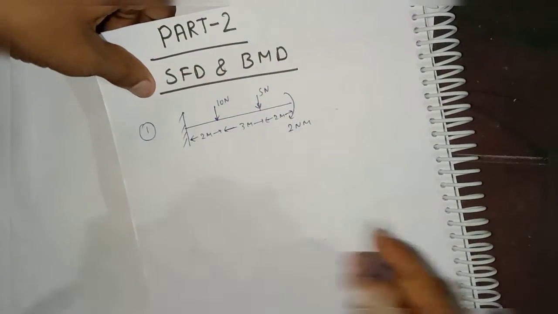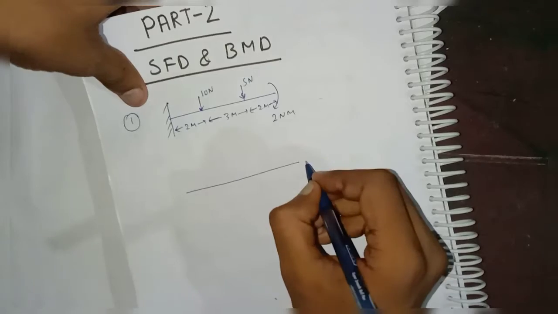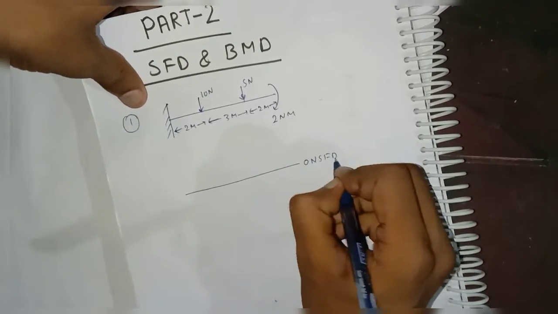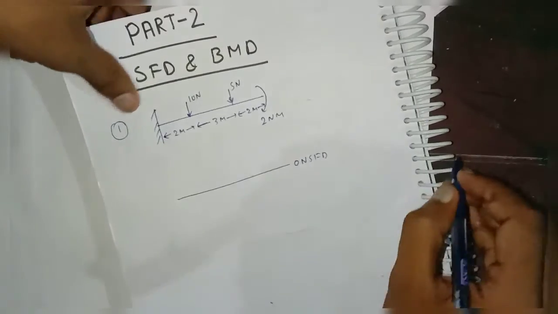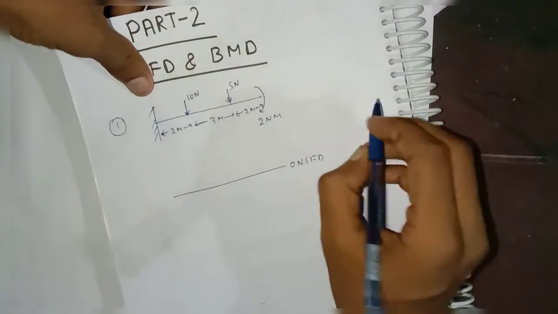Okay, so actually it is very simple. So let's see how to draw. So this is your 0 Newton SFD. So for this how to draw SFD and BMD, see, first I will start with SFD.